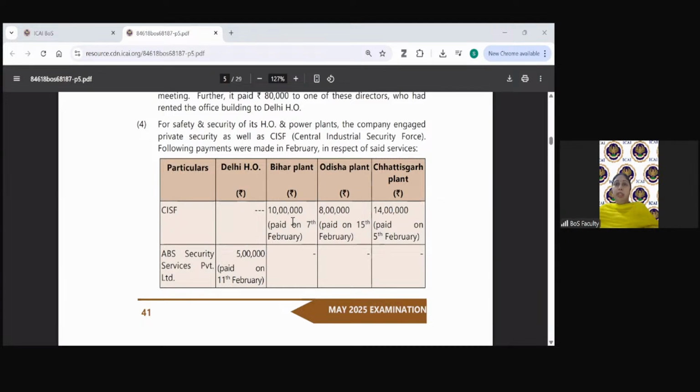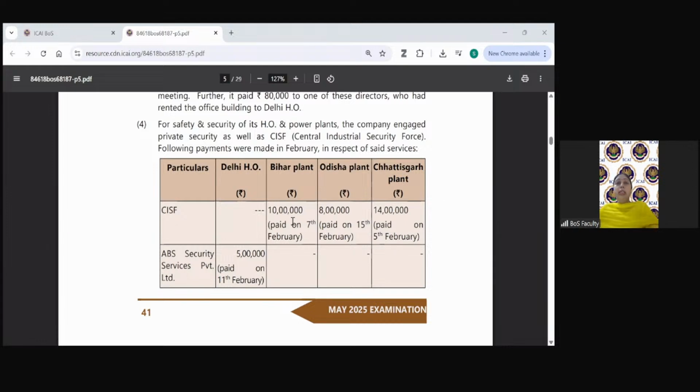As per notification number 13 of 2017, any security services by way of provision of security personnel. So security services should include provision of the security personnel, provided for providing security. That is what CISF is doing in this particular question. And it should be provided by a person other than a body corporate to a registered person. Now here, if you see who is providing services to whom, Bihar Power Plant is a PSU. It is receiving the service, and CISF is a non-body corporate entity.